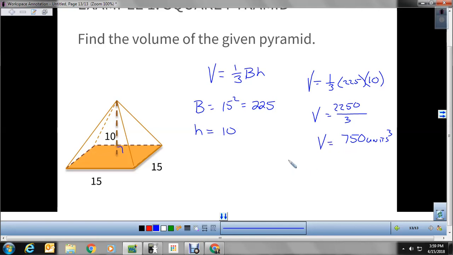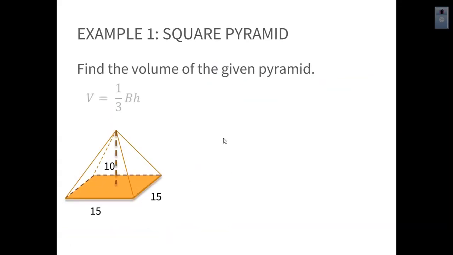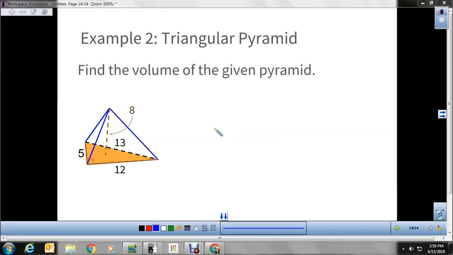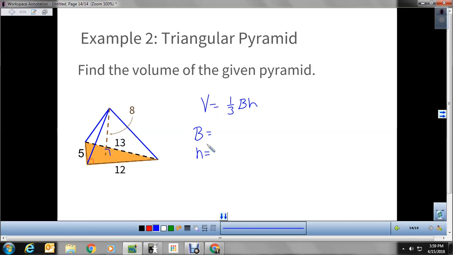So let's look at the next one. So now we have a triangular pyramid, and it's a right triangle on here. So the first thing we're going to do is write down our equation. So volume is going to be 1/3 area of the base times the true height. So we need to identify our area of the base and our true height. So this line right here is 8. That is pointing to our true height.